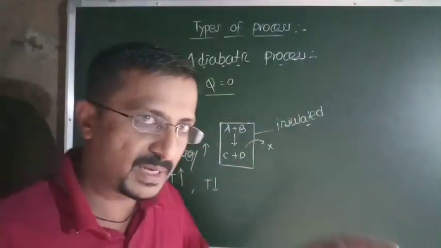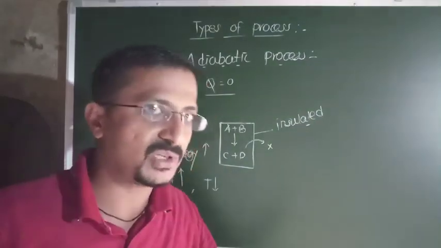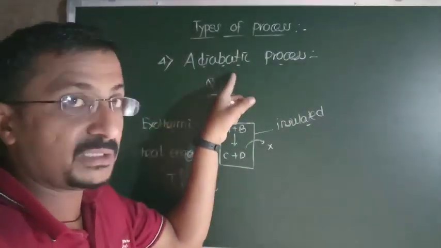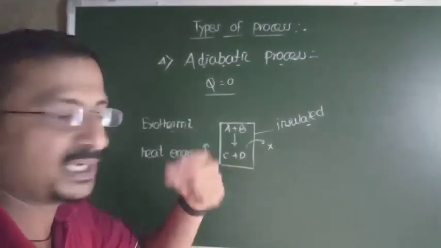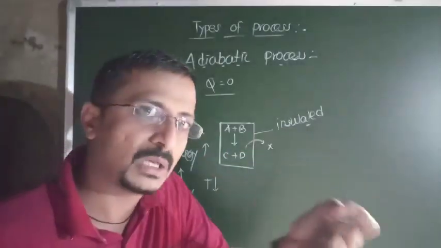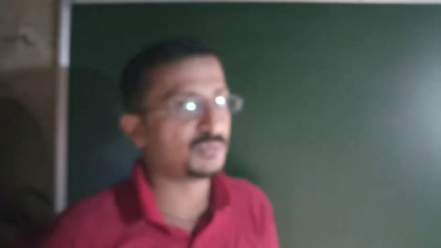So the major difference between isothermal and adiabatic: in isothermal there is an exchange of heat, that's why temperature is constant. But in adiabatic there is no exchange of heat, that's why temperature increases or decreases depending upon what type of reaction is going on in that thermally insulated container. Now these processes, isothermal, adiabatic, isochoric and isobaric, are carried out in two ways, reversible and irreversible.